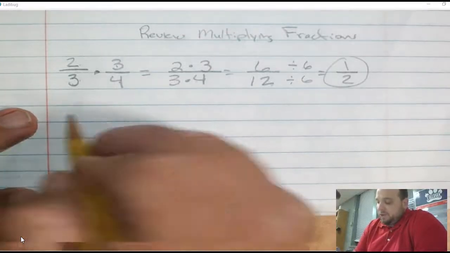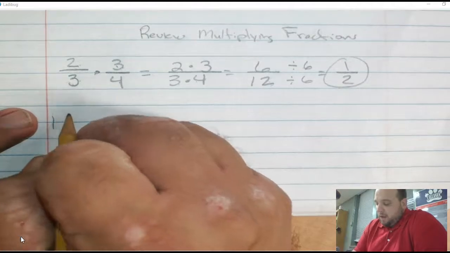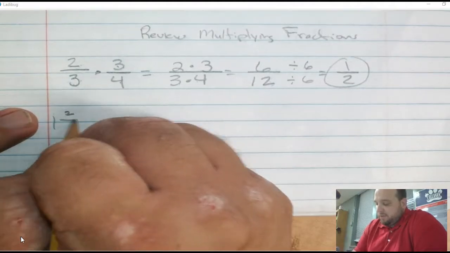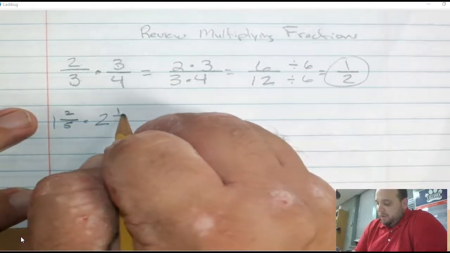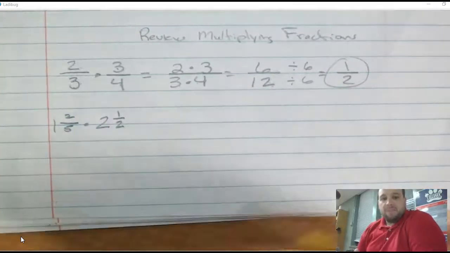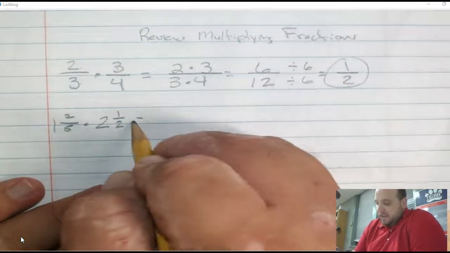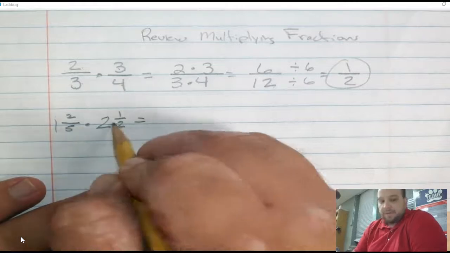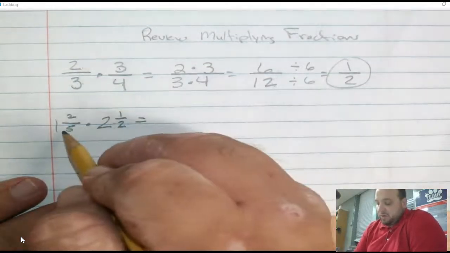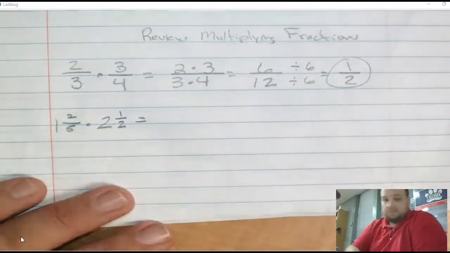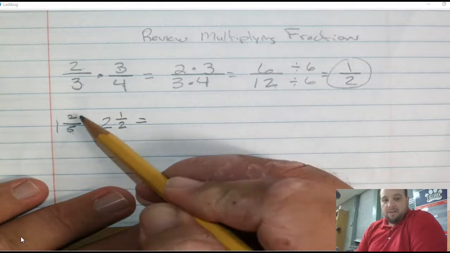Okay. Let me show you what a mixed number looks like. So if I have the mixed number 1 and 2/5 times 2 and 1/2. Okay. When I have mixed numbers in multiplying fractions, I have to change them into improper fractions. I cannot multiply whole number times whole number, fraction times fraction. I have to change them into improper fractions. So again, just a quick review on how to change them into improper fractions. I'm going to take the whole number times the denominator and then add the numerator.